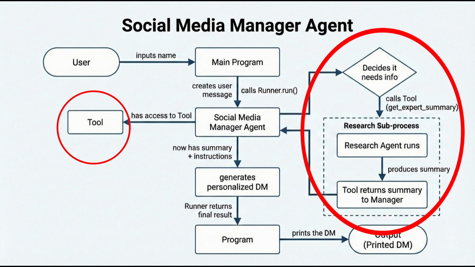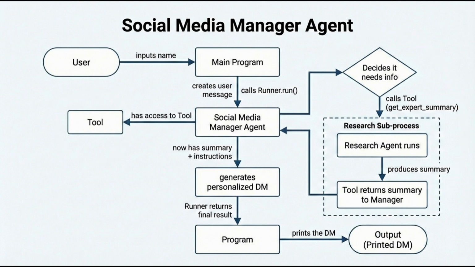In our case, the tool we will be giving our social media agent is the tool of having a research agent which produces a summary based on the name provided. So now when the social media manager agent gets a name, it decides on its own to use its research agent tool to get more information about this person before generating a personalized message. In this case, our tool happens to be another agent, but it doesn't have to be. A tool can be any other type of functionality you decide.